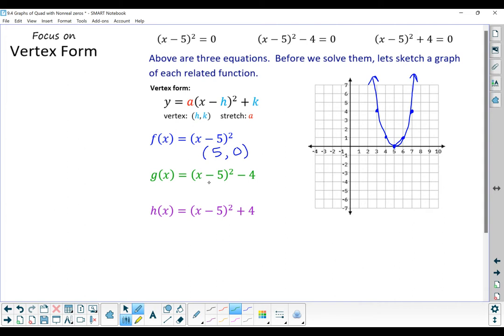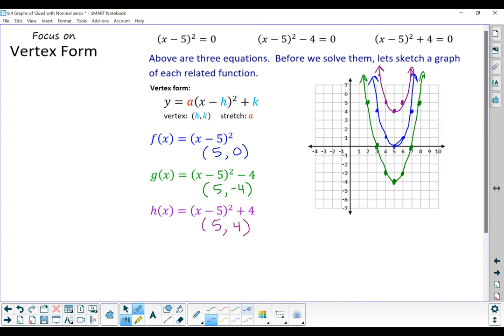For function g, our vertex is at 5, negative 4. So here we go, there's our vertex. Up 1 over 1, up 3 over 1, up 5 over 1. 1, 3, 5. So we get this green parabola for function g. And for our last parabola, h of x, it has a vertex of 5, 4. And that's right here, up 1, up 3. Oh, it just barely fits.